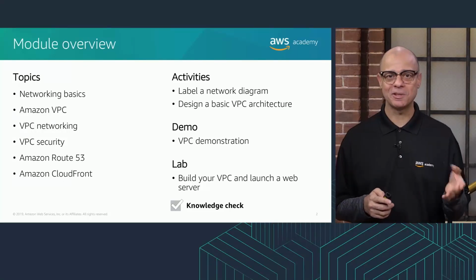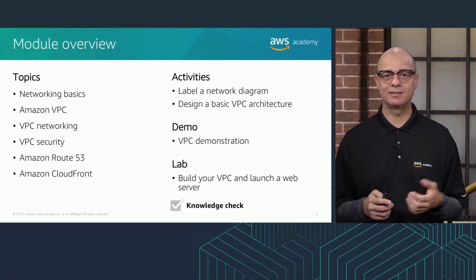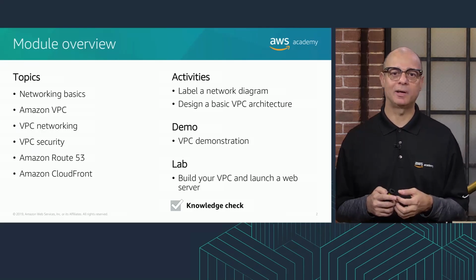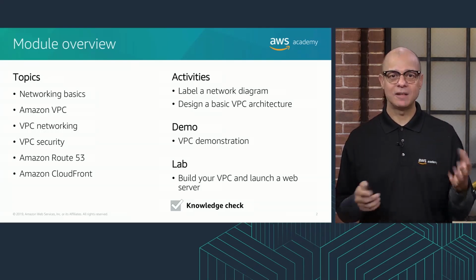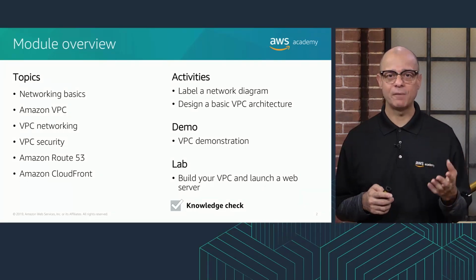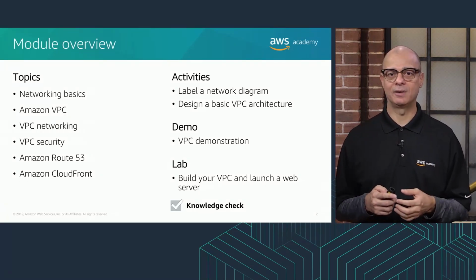Hello, and welcome to Module 5. This is called Networking and Content Delivery. This module will address the following topics. For networking, we will discuss networking basics, as well as Amazon VPC networking and security. For content distribution, we will discuss Amazon Route 53 and Amazon CloudFront.